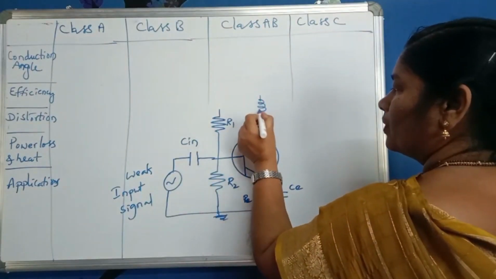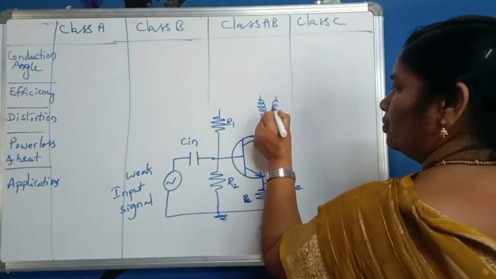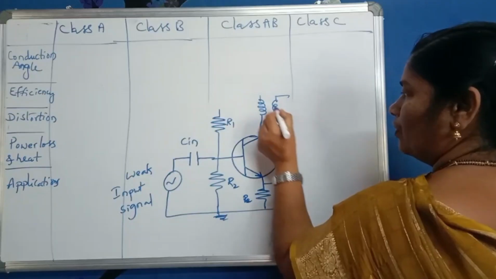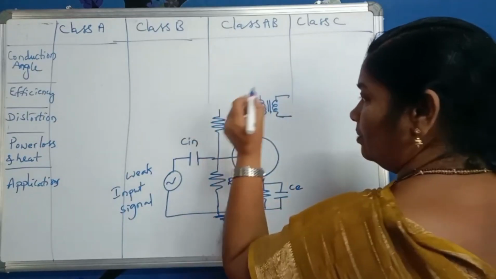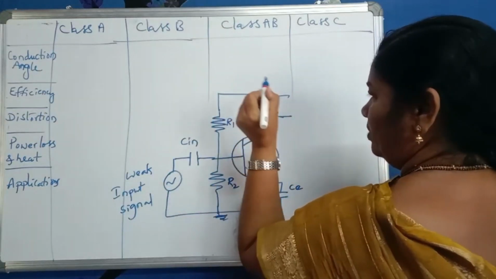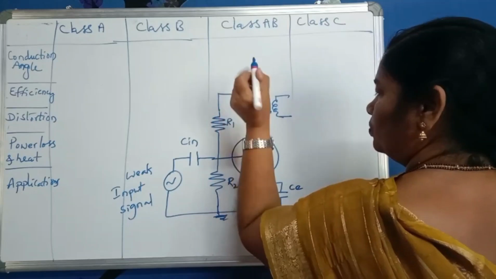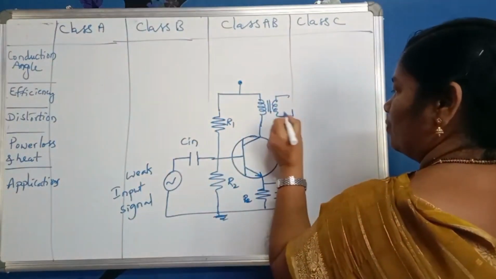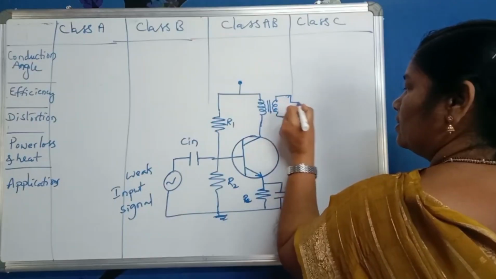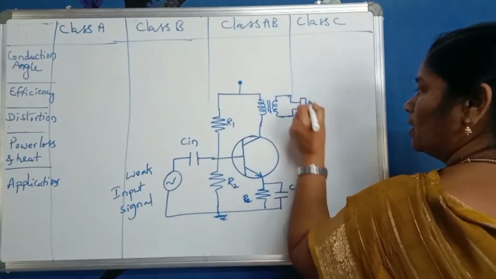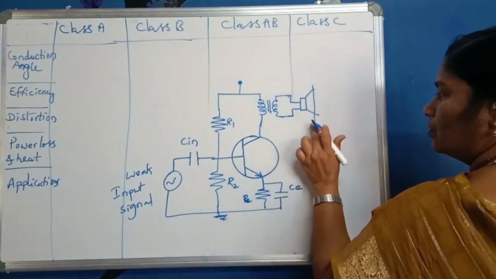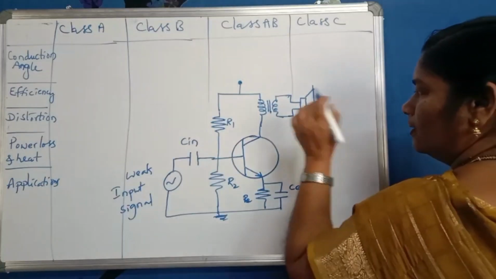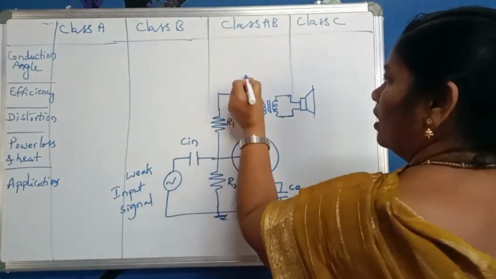And now at the collector you can draw a transformer, because all these are power amplifiers. Therefore at the output, at the collector, you must draw a transformer. Then this is the output. To take the output, you connect a speaker.